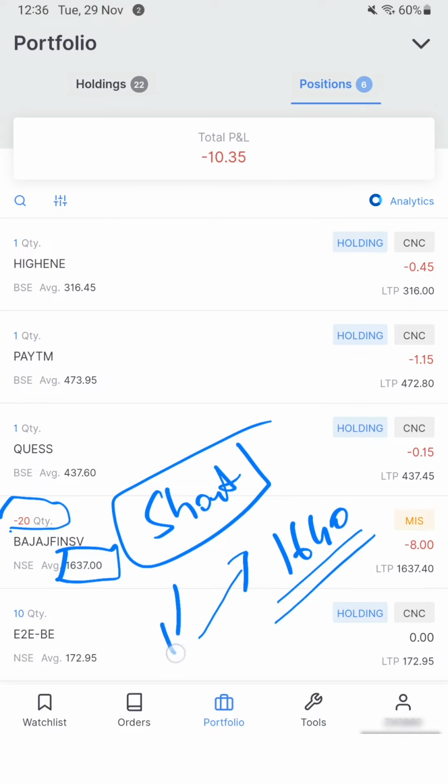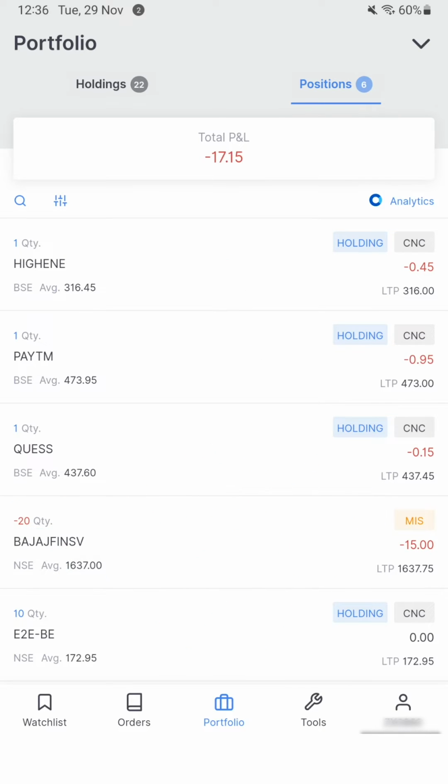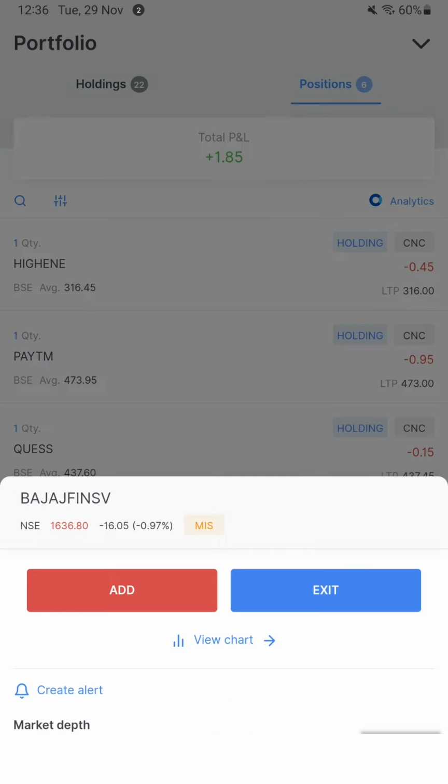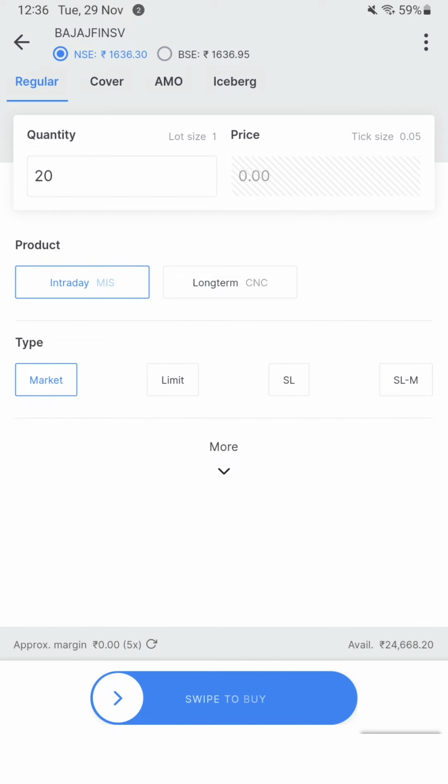Remember, I make money in this trade only when the market goes below 1637. So at 1640, I want to place a stop loss. How do I do this? I'm going to click on Bajaj Finserv, and since this is a sell order, I will click exit over here. It will be a buy order because it is in opposition to a sell order or a short position.